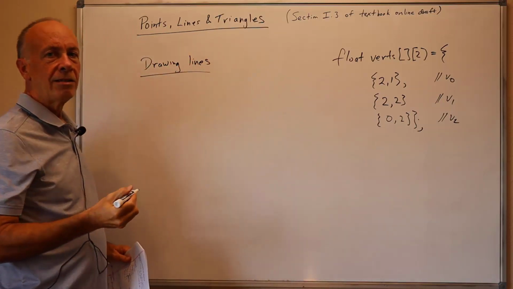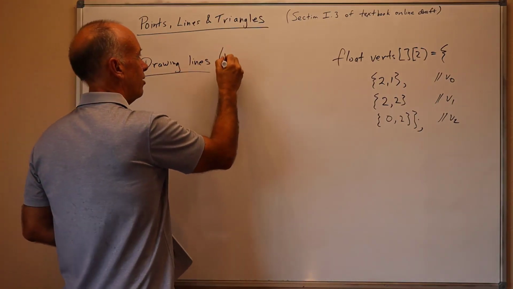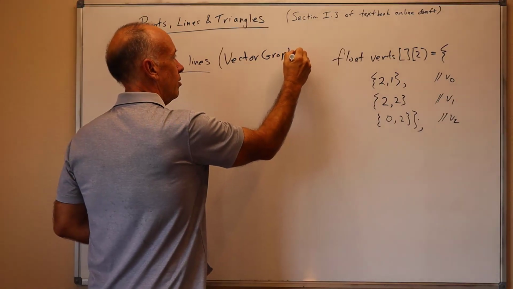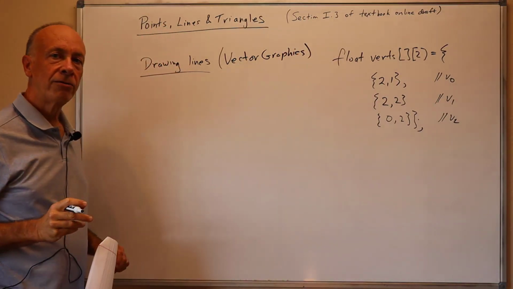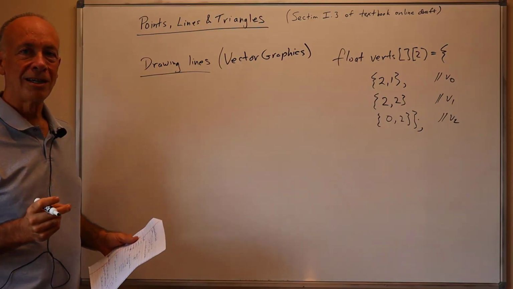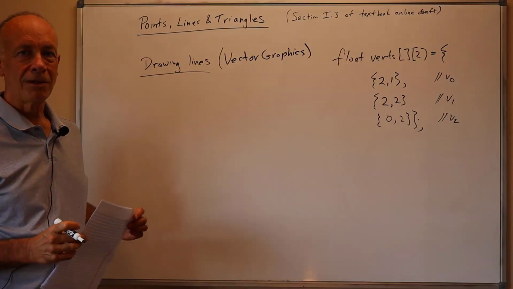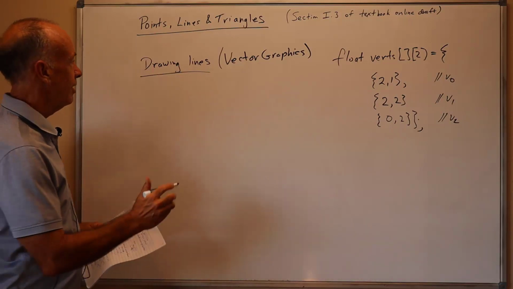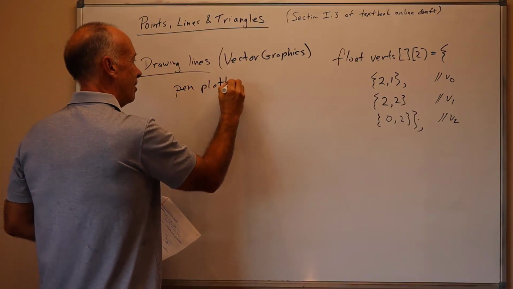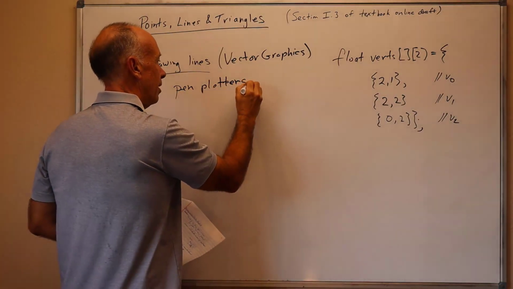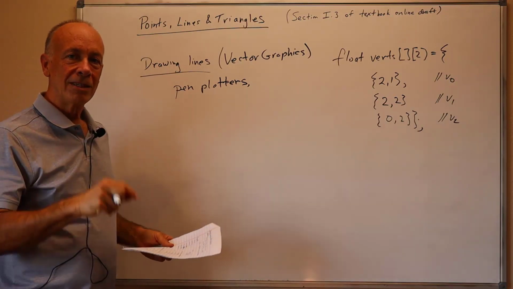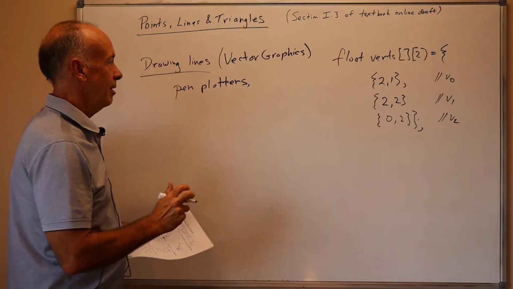So drawing lines is essentially what we often call vector graphics. This refers to graphic systems where you draw lines or possibly curves. When you draw curves, they would be approximated as a sequence of very short lines, so short you can't see the separate lines and it looks like a smooth curve. Examples of this would be old-style pen plotters. Pen plotters are big sheets of paper with a pen that goes back and forth, that drags along the paper and draws a line.